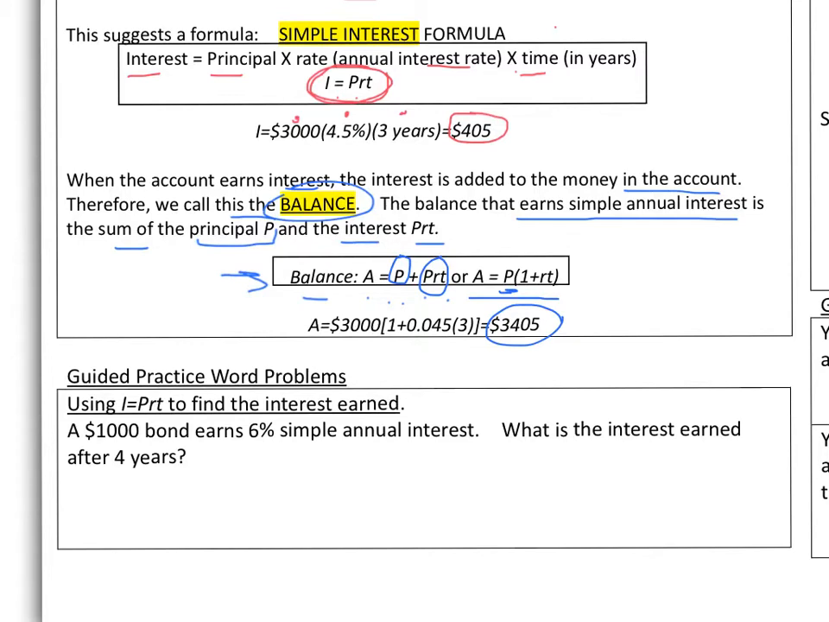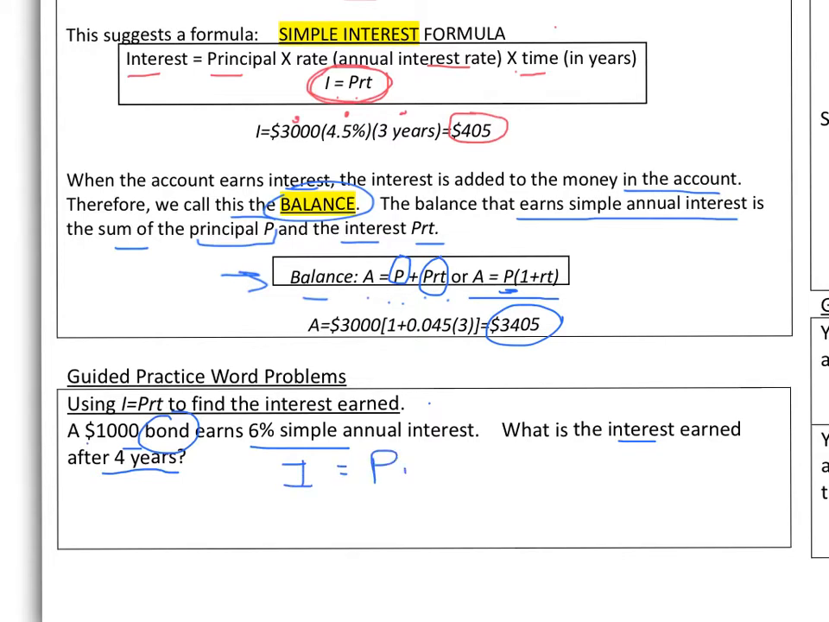Let's do a practice problem, using I equals PRT to find the interest earned. A $1,000 bond earns 6% simple annual interest. What is the interest earned after 4 years? Bond just means perhaps money borrowed from a company, say. So let's use the formula.